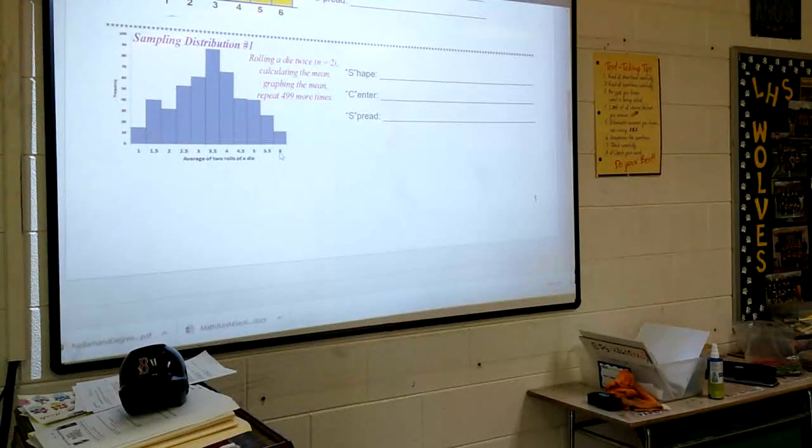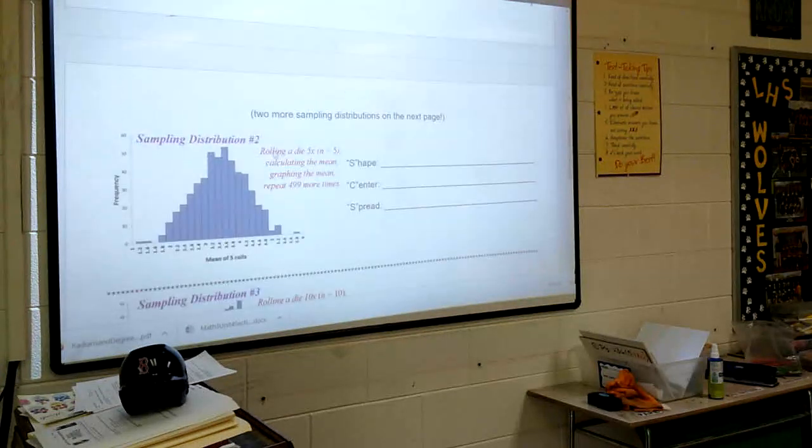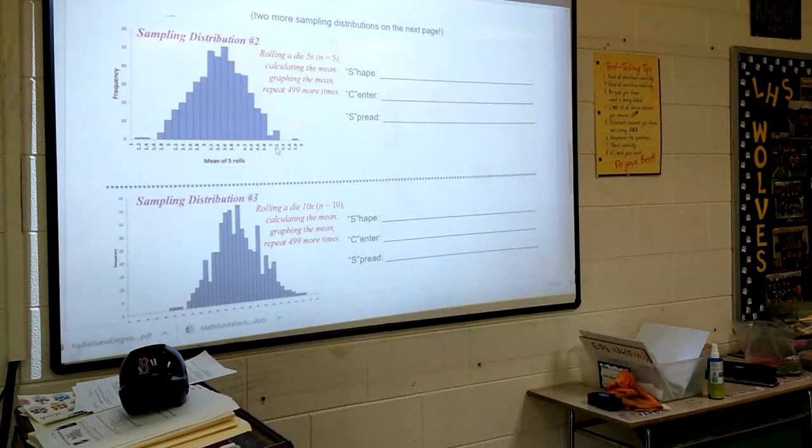So the shape is what we would say approximately symmetric or approximately normal, because it looks like it's going the same on each side. The center would be 3.5. That's our center, because if you think about it, rolling 2 dice, the most likely thing that happens is a 7. So the average of a 7 divided by 2 is 3.5. So that's how you get that. And then the spread, again, since we're talking about the average of 2 rolls, it just goes from 6 to 1.